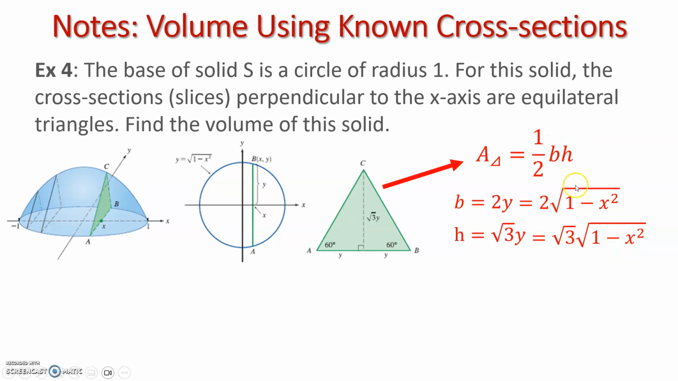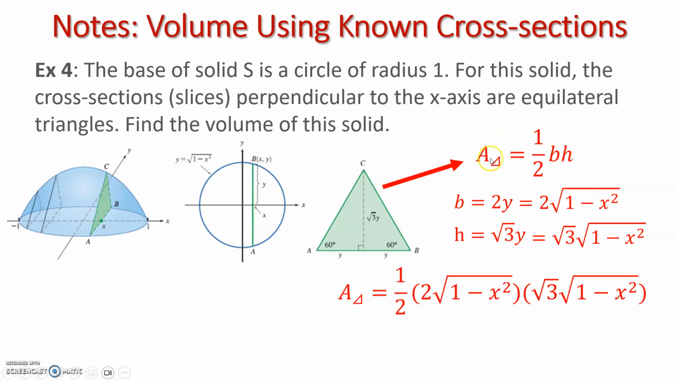Now, piecing this information together, we can rewrite the area of a triangle as 1/2 times 2 square root of 1 minus x squared and root 3 times square root of 1 minus x squared. Now, simplifying this, we notice 1/2 times 2 is 1, and then 1 times root 3 is root 3, and then root 1 minus x squared times root 1 minus x squared is just 1 minus x squared. So this just becomes root 3 times (1 minus x squared).